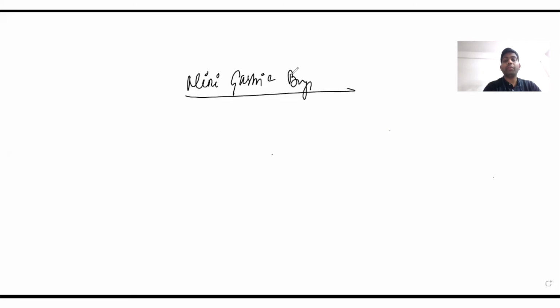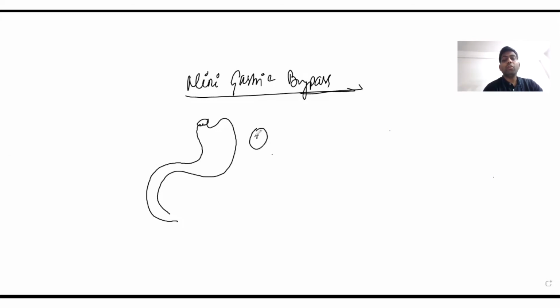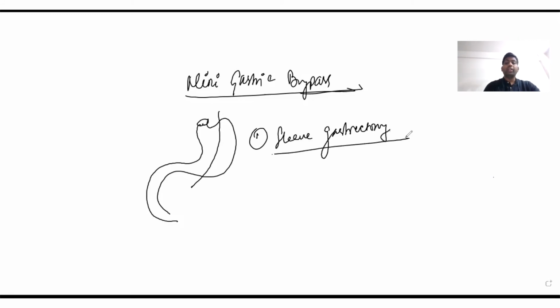Now we will look into some recently developed techniques of bariatric surgery. One of them is the mini gastric bypass. Now what is this mini gastric bypass and how is it different from the Roux-en-Y gastric bypass? In a mini gastric bypass, the first step is we do a vertical sleeve gastrectomy, and a lesser curvature based gastric tube is created. The next is, it is basically based on a single anastomosis.